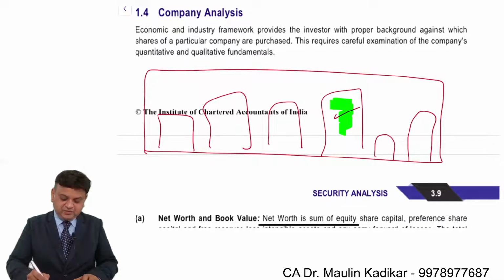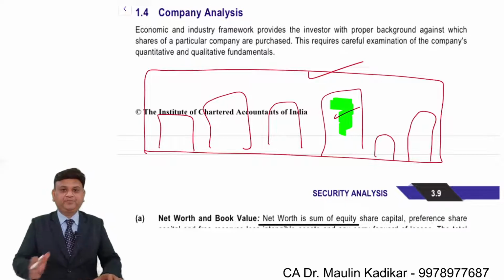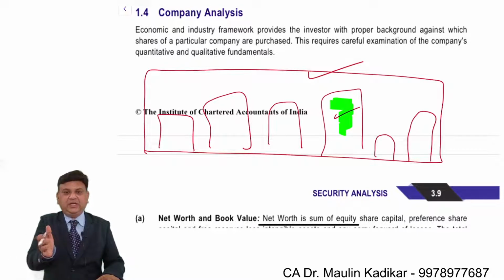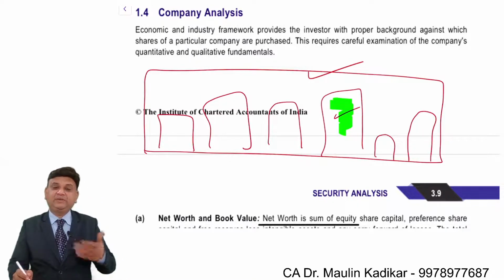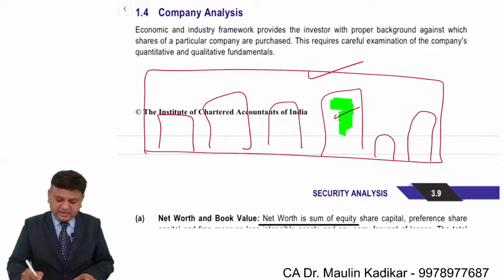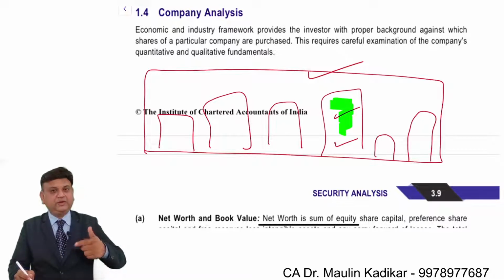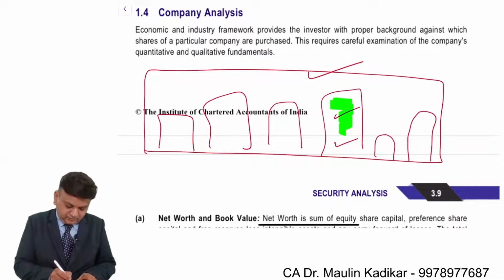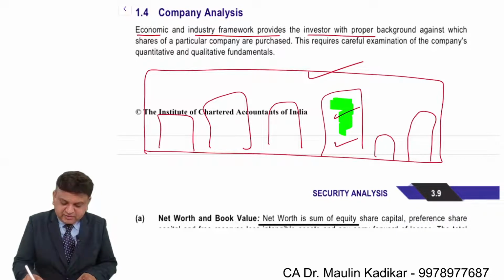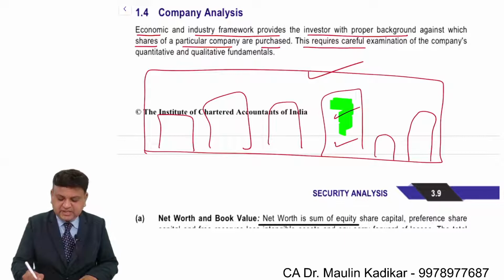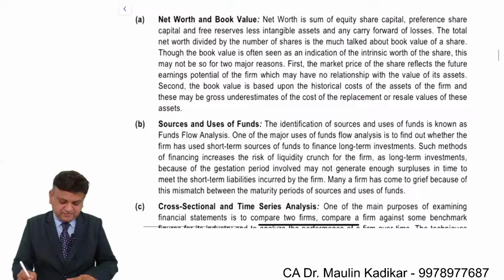Now within that industry, once again the same kind of situation will be there. The companies which belong to that industry may not be able to have the same growth, may not be able to give the same return. So you try to pick up a company which is likely to give you the maximum return. The economic and industry framework provides the investor with the proper background against which the shares of the particular company are purchased. This requires careful examination of the company's quantitative and qualitative fundamentals.